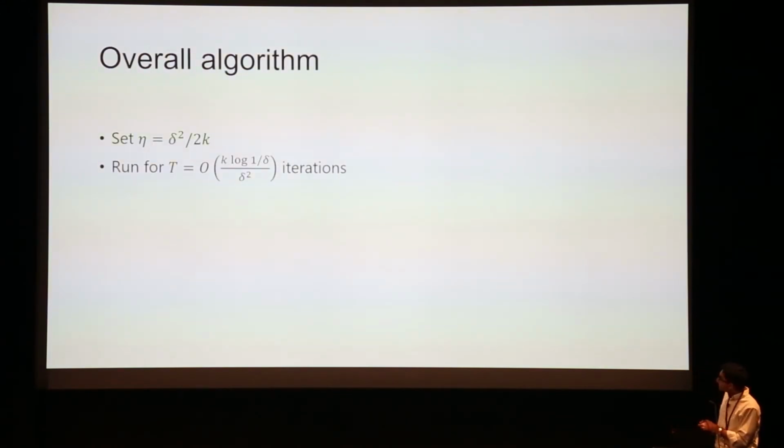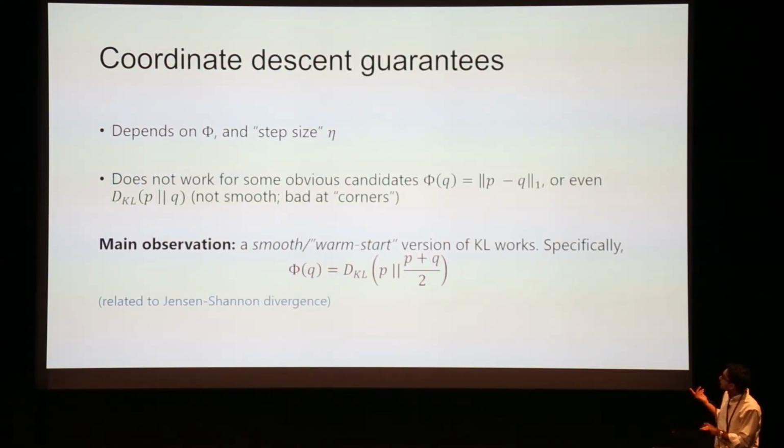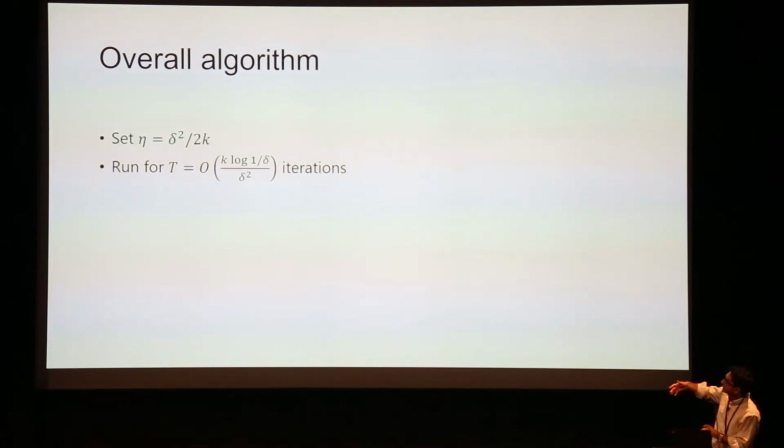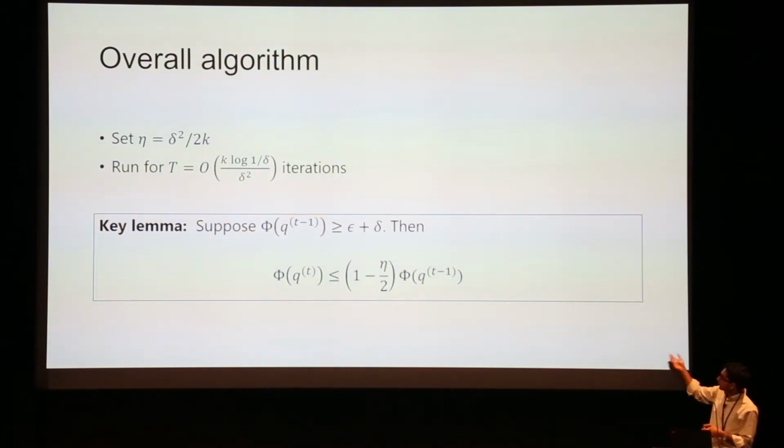Okay. And once you have this choice of phi, the algorithm is very simple. You just do the previous iteration that I mentioned. It turns out setting eta equals something like this works, and you run for so many iterations. Okay. And because you run for only this many iterations, you get the sparsity guarantee that I mentioned. And we just have to show the appropriate error bound.